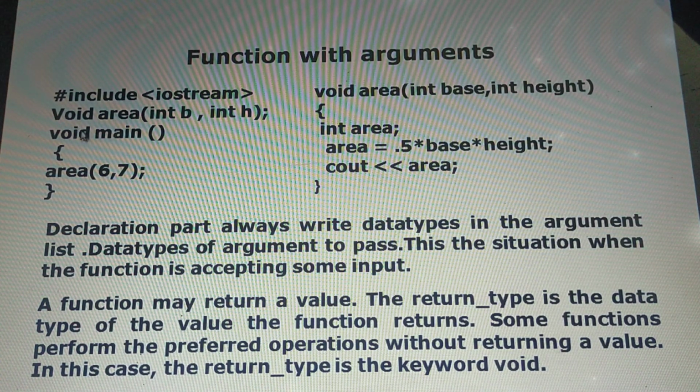Okay, this is the main point of the function with arguments, the returning value. That is mentioned here. A function may return a value. The return type is the data type of the value the function returns. Some functions perform the required operation without returning a value. Here it executes all the operations, but it is not returning any value. Here it is only printing. In this case, the return type is the keyword void. Now you are clear why we have given the return type void.